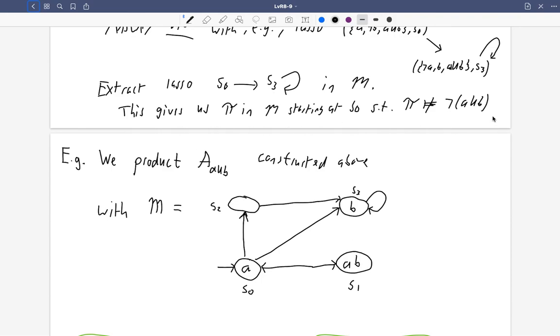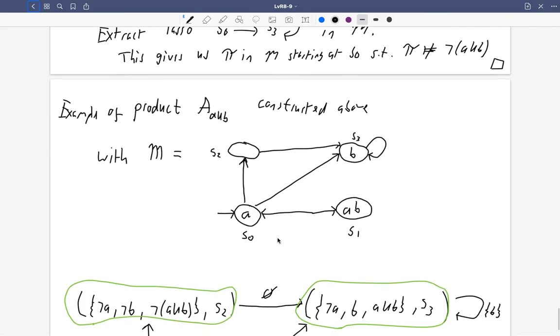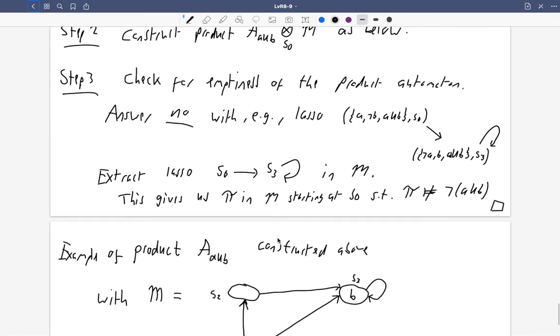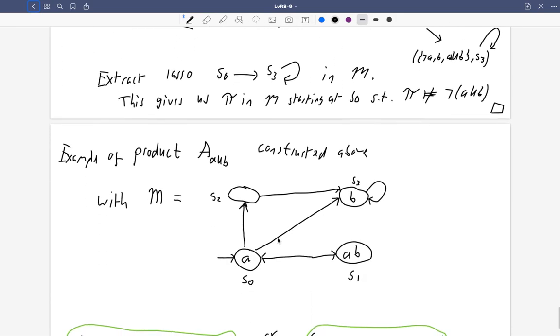Right, so this is the end of the model checking. Let's just write a square there to say that's the end of the example. I just want to clarify, this is an example of the product of this automaton constructed above with this transition system. Okay, so we've completed the algorithm with an example.